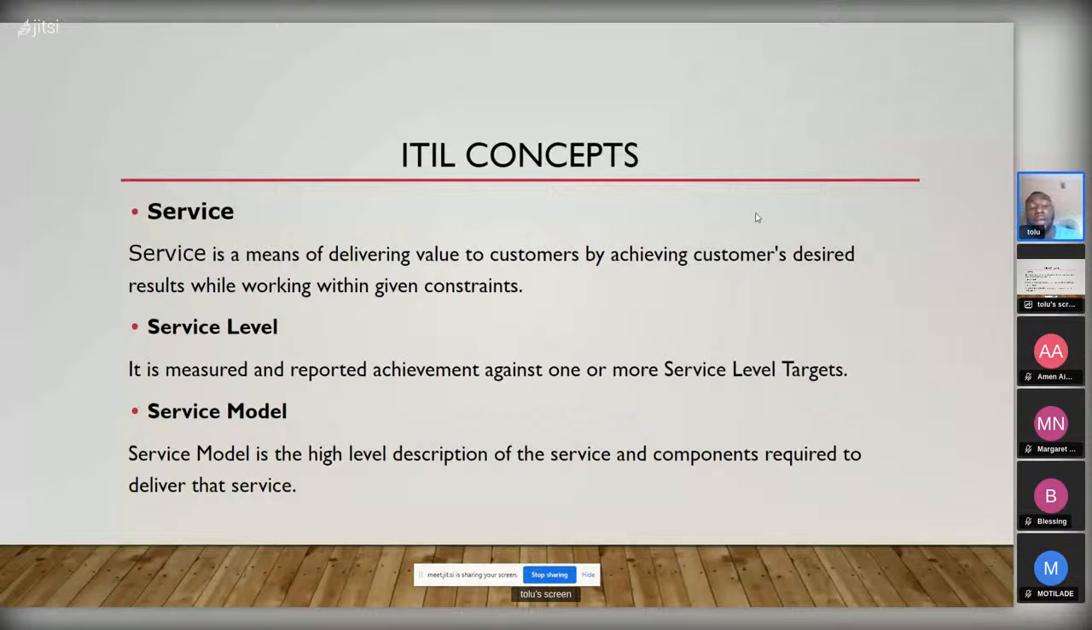So now we have service level, and it is the measured and reported achievement against one or more service level targets. So there are targets for us to achieve. After we've gotten different requests from the customer, they will serve as targets that we want to reach. Service level will tell us where we are: we've reached here, we've not yet finished this, we just started. So it's just a means of measuring our capacity and capabilities.